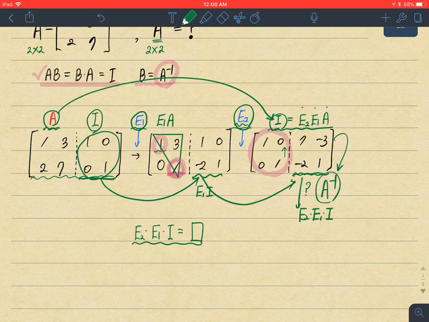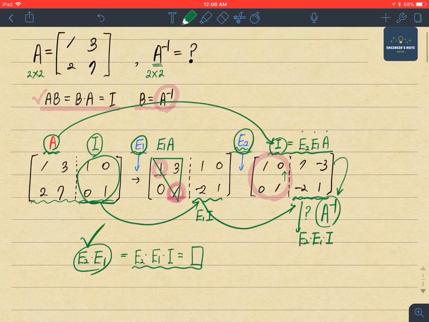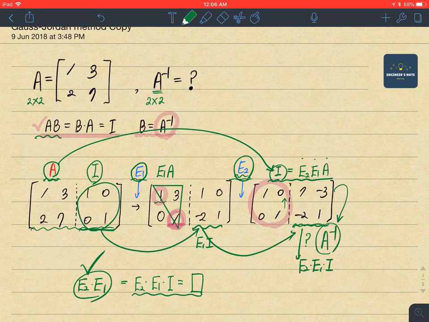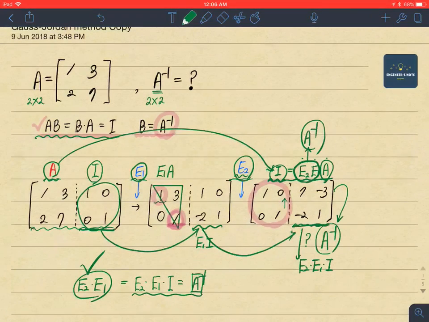So what is this matrix? If we multiply by the identity matrix, it becomes the same. It doesn't change at all. So we need to find out what this is. Here's the definition of an inverse matrix: we got something multiplied by A, and it became the identity. So what does that mean? This one is the inverse matrix. So this is how you get the inverse of a matrix.